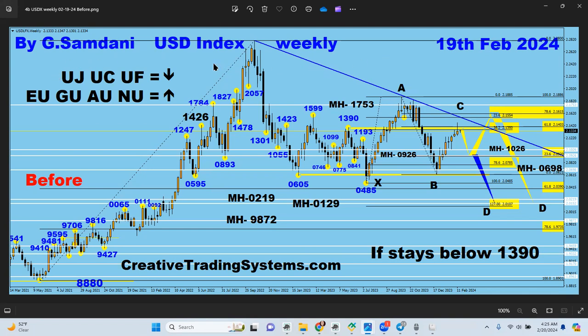This is the US dollar index chart I made yesterday, and I even made a video about the US dollar index altogether, right? And saying that if it stays below 1390, the index is gonna drop here. And if it's gonna drop, then this will happen. Means Euro USD, Pound USD, Aussie USD, and USD will go up. So Euro USD is supposed to go up.